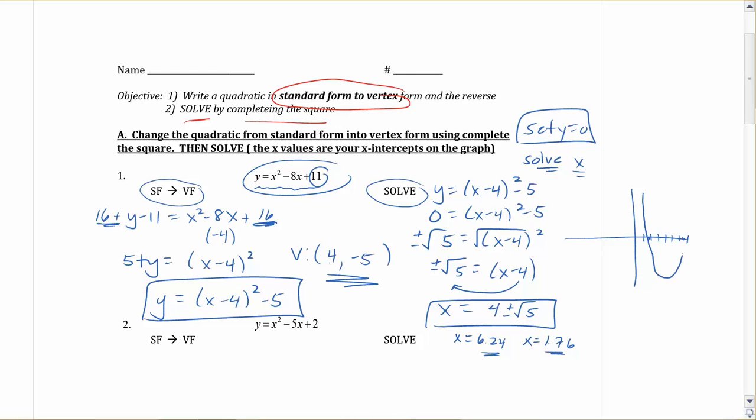So my graph would look something like this. And this is just an extension, but it's trying to show you, hey, when I change from standard to vertex, I can easily find my vertex, and I can also solve to get my x-intercepts. So these are my two x-intercepts. My vertex here would be 4, negative 5, and that would be the sketch of my graph.